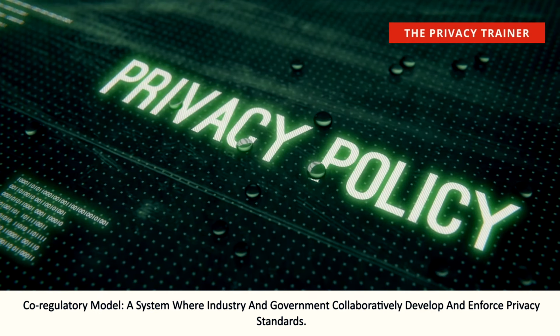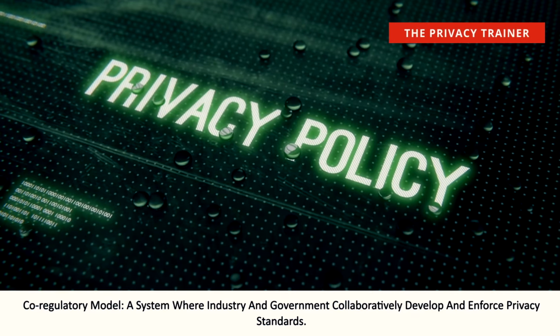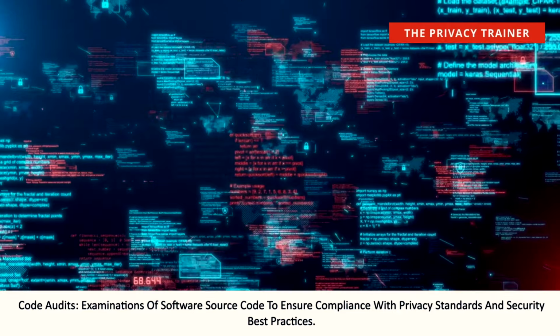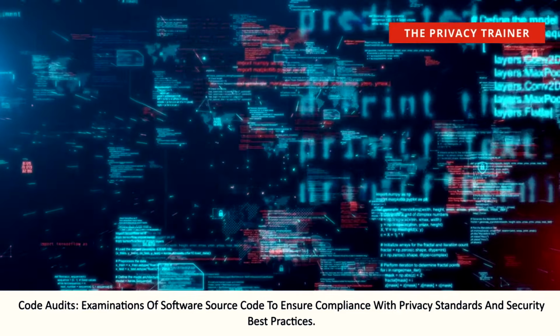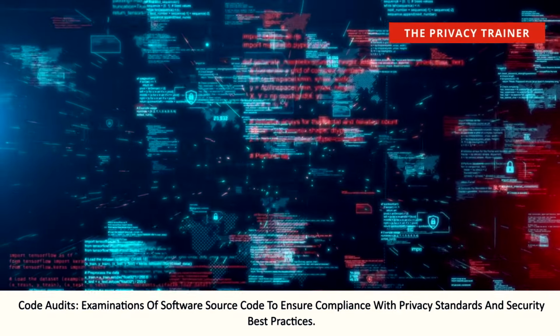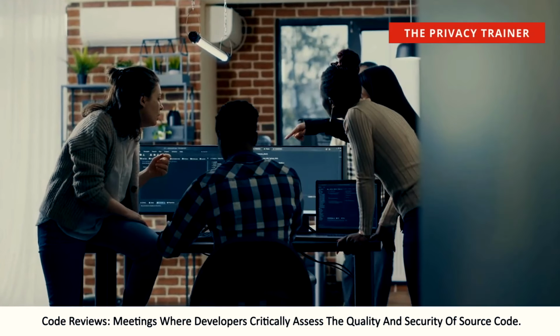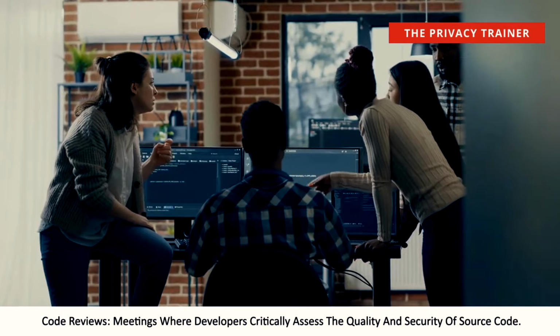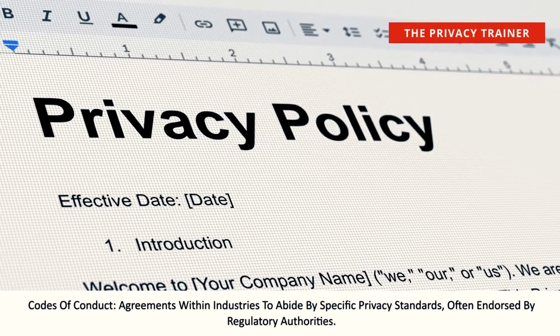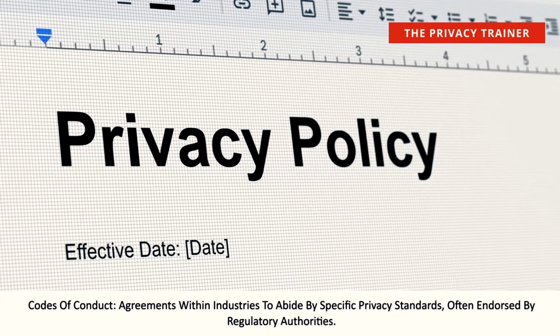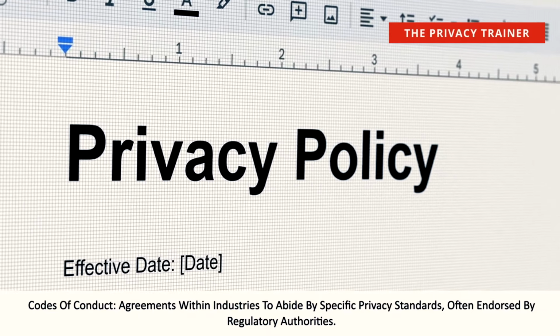Co-regulatory model, a system where industry and government collaboratively develop and enforce privacy standards. Code audits, examinations of software source code to ensure compliance with privacy standards and security best practices. Code reviews, meetings where developers critically assess the quality and security of source code. Codes of conduct, agreements within industries to abide by specific privacy standards, often endorsed by regulatory authorities.